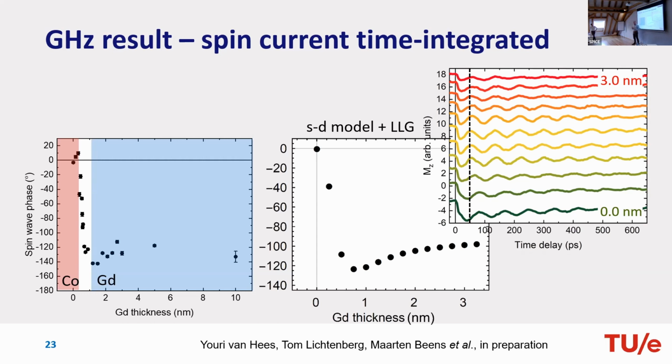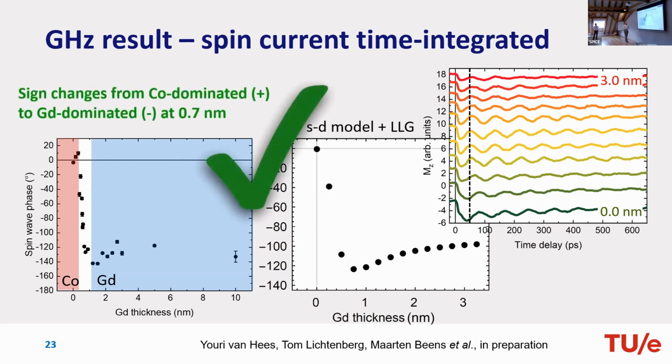If you model it with the SD model, so the dM/dt and the SDT model together, you can directly reproduce the whole system that you have. Right, so the sign changes from cobalt dominated to gadolinium dominated. That's around 0.7 nanometers that you have here. So that's also the length scale where these spin currents can't go through or originate from.